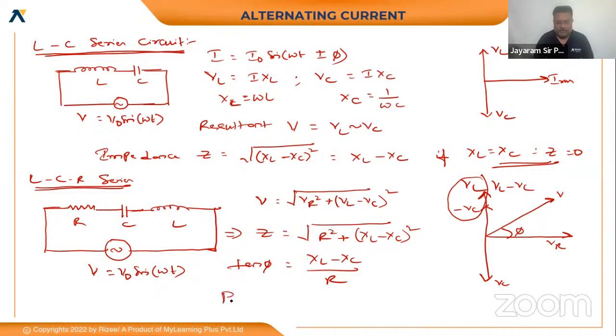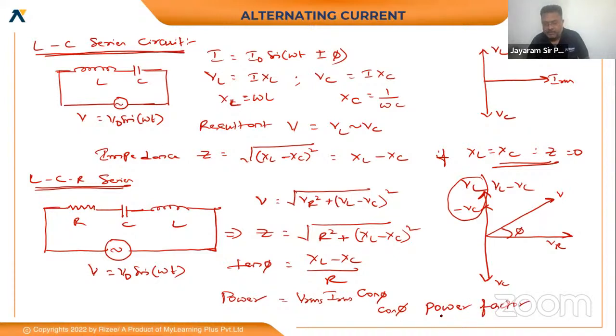Coming to the power over here. As I have told you, power will be lost only across the resistance. So this will be VRMS into IRMS into cos phi. This cos phi is called the power factor. This is a very, very important thing.